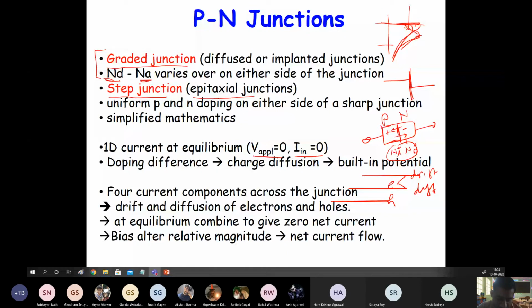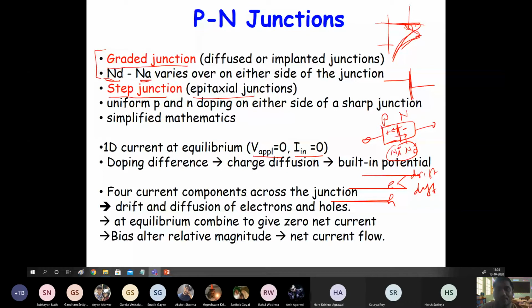So I was telling you there are four current components, right? Two due to electrons and holes, and two due to drift and diffusion. Each electron can drift or diffuse, and each hole can drift or diffuse, so there are four current components in total. It is not that in a particular region all four components will be dominant.